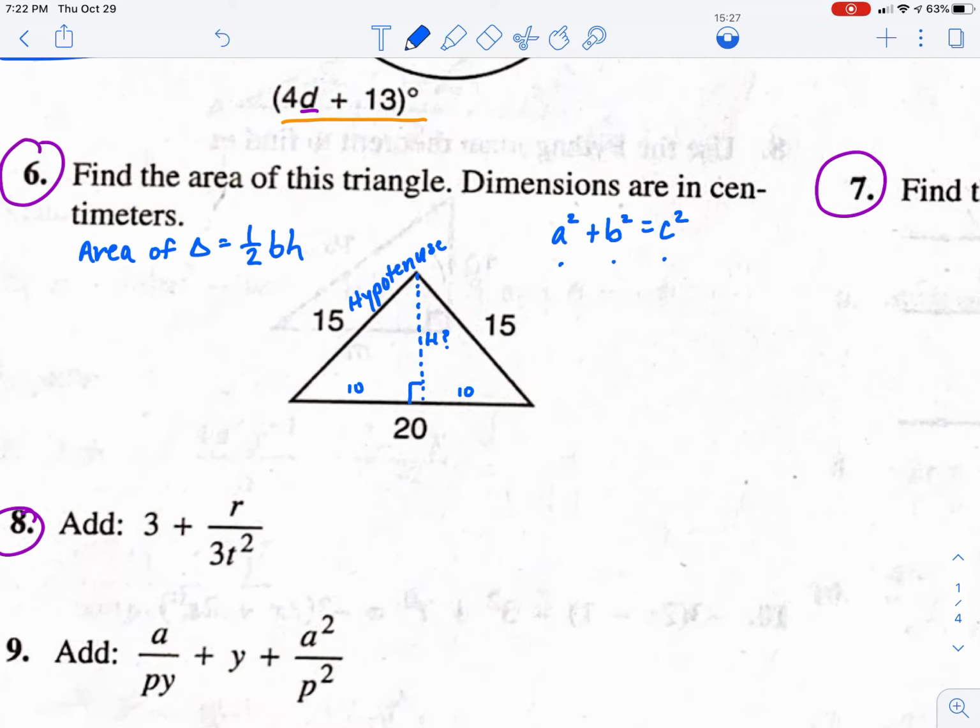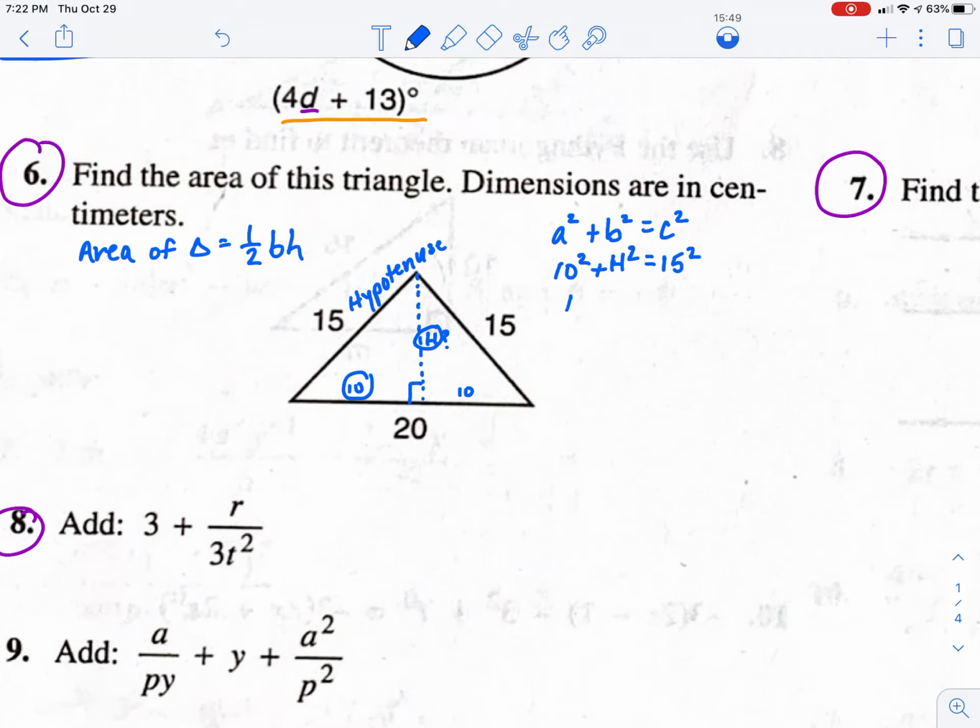So just so we can remember, the hypotenuse is always directly across from the right angle. So a squared is going to be one of the legs, which is going to be 10 squared, plus the other leg, which we don't know. That's what we're trying to find out. So we're going to call that h squared for height. And then c squared is the hypotenuse, which is 15 squared.